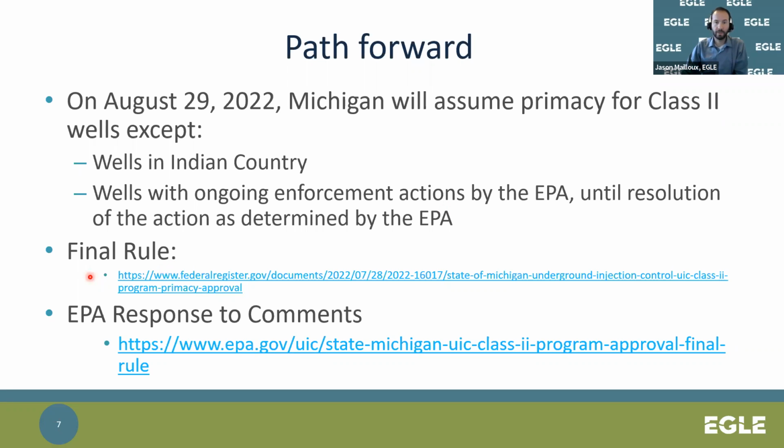If you want to read, you can go to the Federal Register about the UIC Michigan approval. Also, if you have interest in looking at it, there's the EPA response to comments. So they distilled it down to five comments and responses. It spans about 9 or 10 pages. It's a pretty good read.